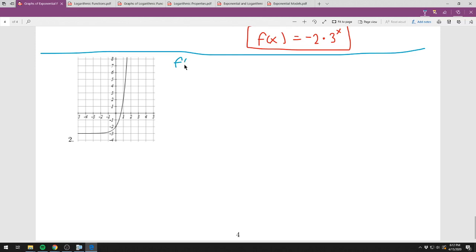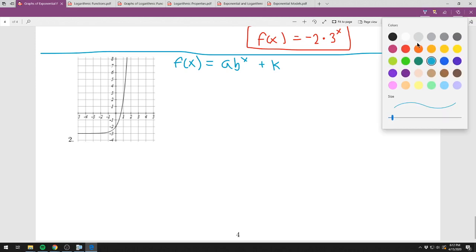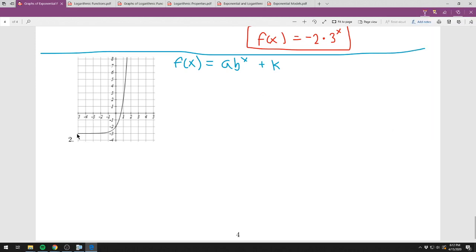I'm going to start by writing down the equation again. f of x equals a times b to the x plus k. And we are supposed to figure out k first. K is the number where the horizontal asymptote is. You can see it's leveling off at -3 to the left here. So the horizontal asymptote is y equals 3. What that's telling us is k equals 3.